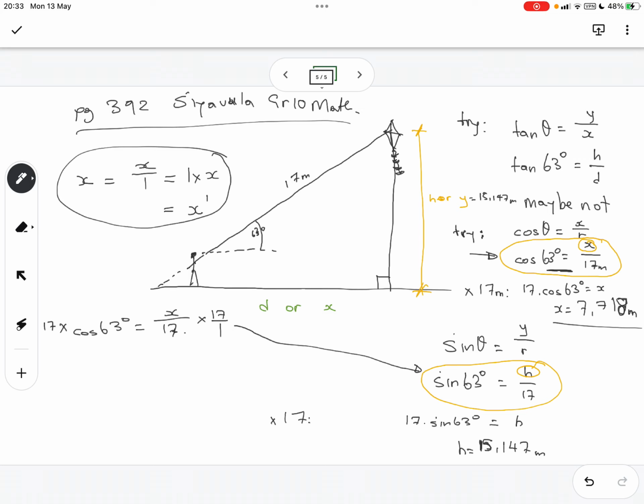Does that answer our question? It does, because remember, sine relies on the vertical height, on the vertical distance. So because sine is using the vertical distance, it actually gets us to the answer quicker. And then the one with cos, we've already answered it, and that's the answer to the second part of the question.